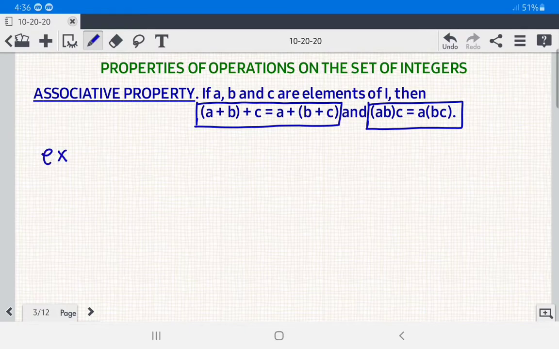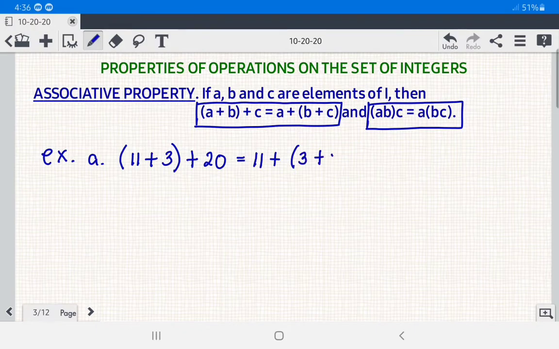Let's say we have letter A, we have the quantity of 11 plus 3 plus 20. So, you will just copy all of this. Only that, you will just place the parentheses on 3 and then 20. So, we have 11 plus, open parentheses, 3 plus 20. Okay? So, you will just regroup.